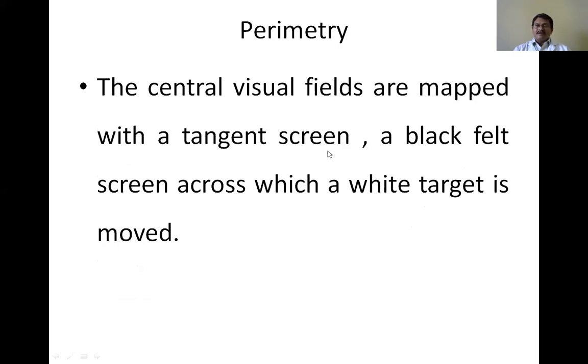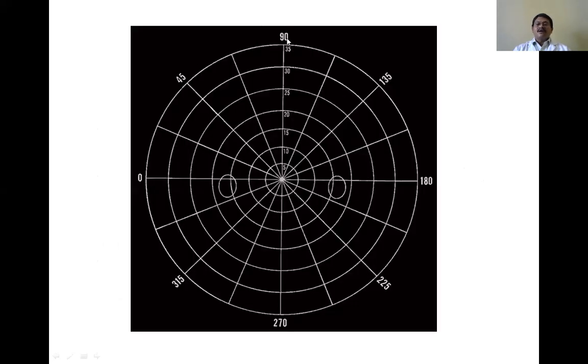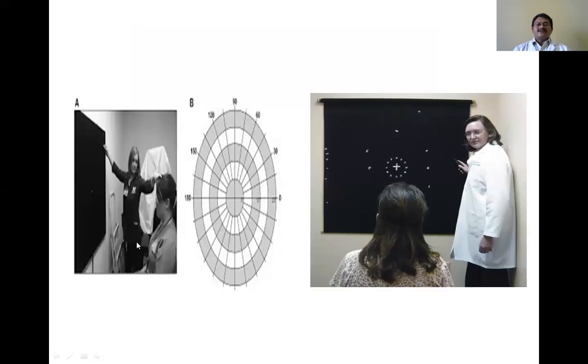In the tangent screen, you have different sizes. Suppose you have the 1 meter tangent screen, where the subject is sitting at a distance of 1 meter. Suppose you have the 2 meter tangent screen, where the subject will sit at a distance of 2 meters, where you can map only the central visual fields with a moving white target. This is how the tangent screen looks, and the mapping will be done, and the distance between the subject and the screen depends upon the size of the screen.